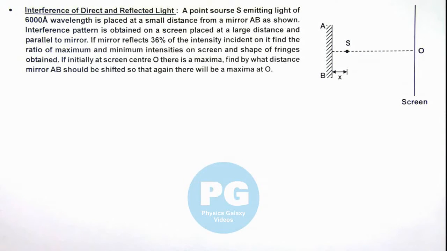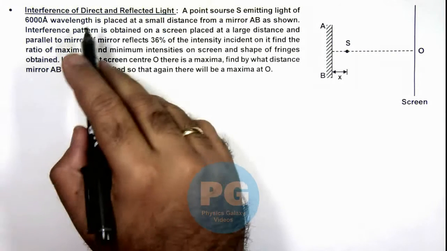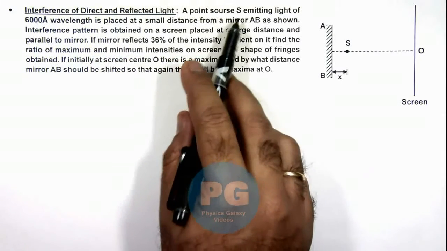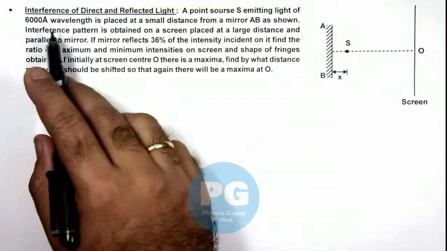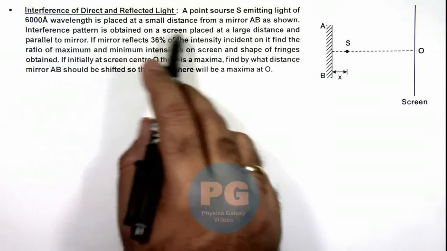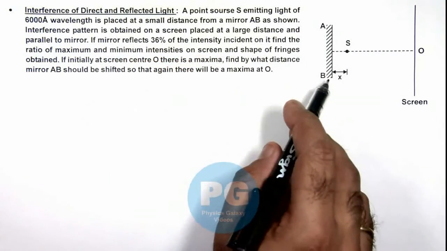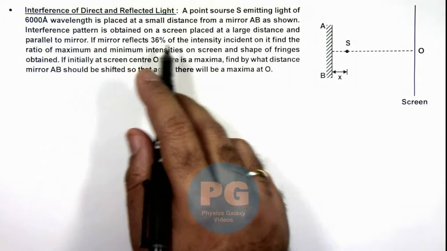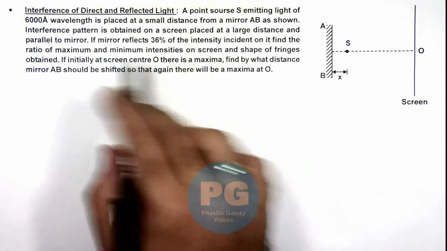In this illustration, we'll analyze the interference of direct and reflected light. We are given that a point source S emitting light of 6000 angstrom wavelength is placed at a small distance from a mirror AB as shown. An interference pattern is obtained on a screen placed at a large distance parallel to the mirror.